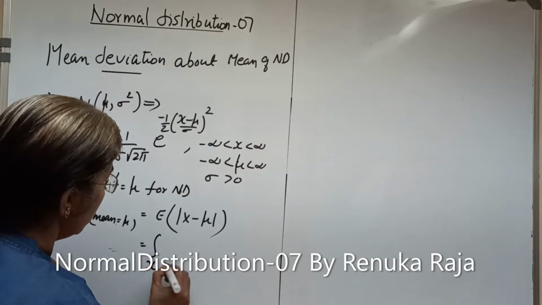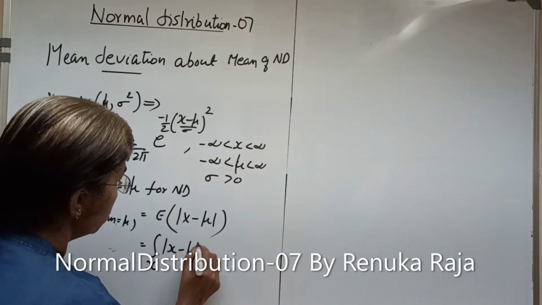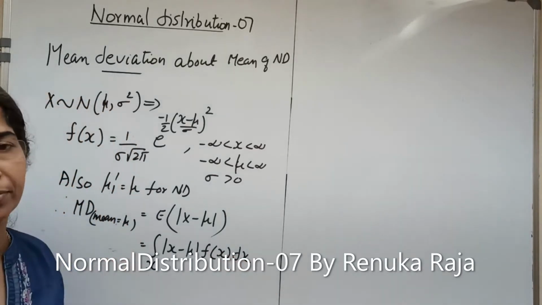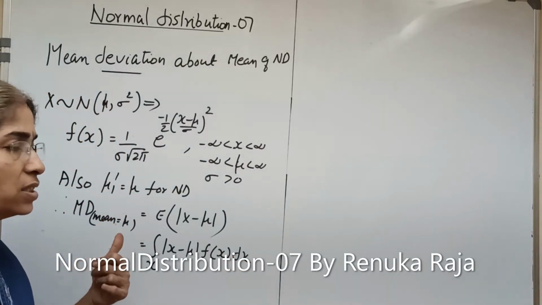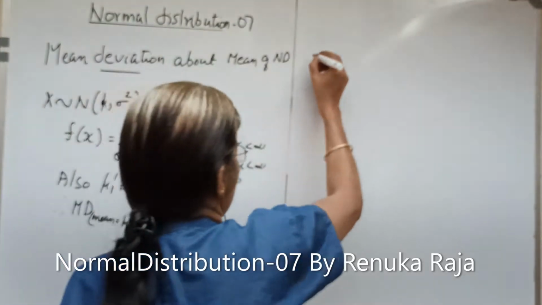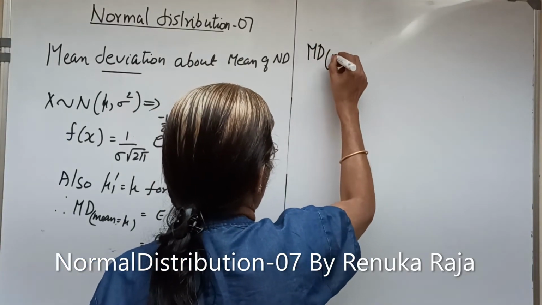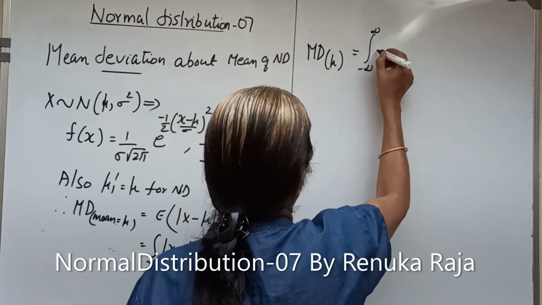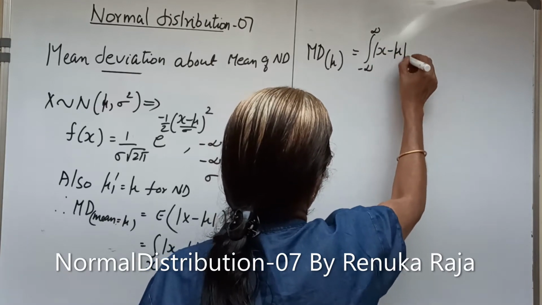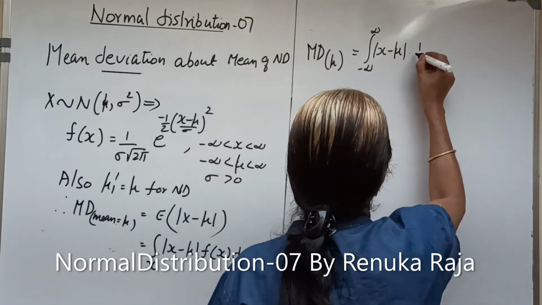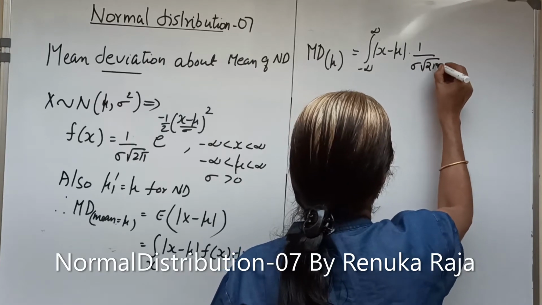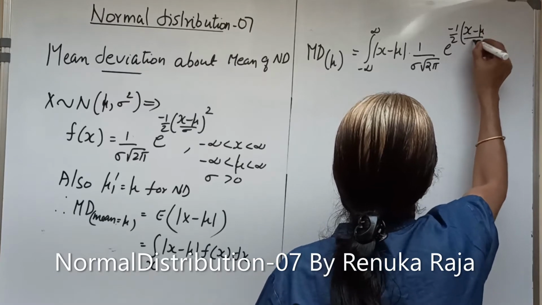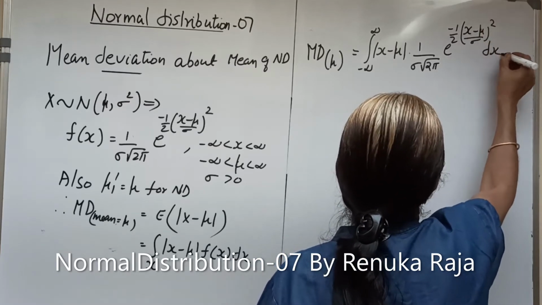That equals integral over x of mod x minus mu into f of x dx, as x is a continuous random variable, normal variate is continuous. So that is mean deviation about mean mu equal to integral minus infinity to infinity mod x minus mu into f of x, 1 by sigma root of 2 pi e raised to minus 1 by 2 x minus mu by sigma whole square dx.